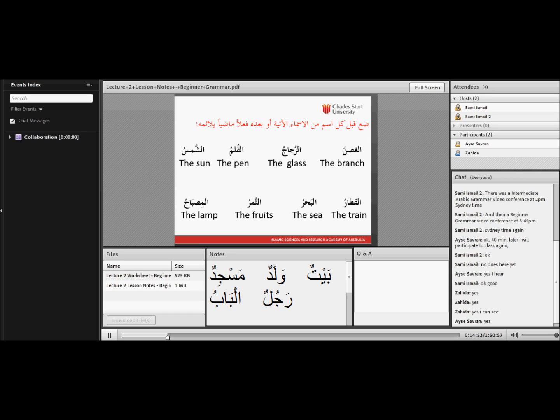Okay. Here it says, place a suitable fi'l madi, or past tense verb, before or after the word, but we'll postpone this to the end of the class, just so we don't take too long in this one. So we'll definitely come back to it, inshallah. Is that okay? Okay, alhamdulillah.